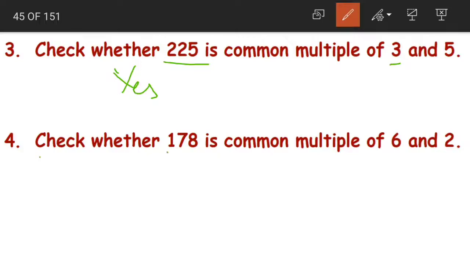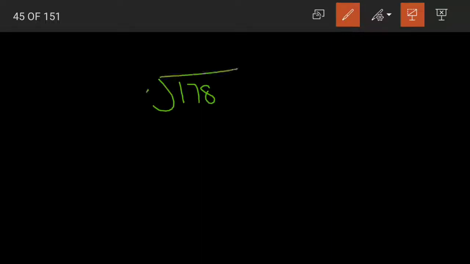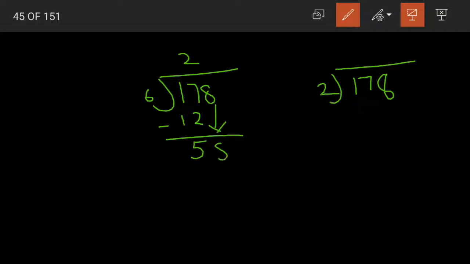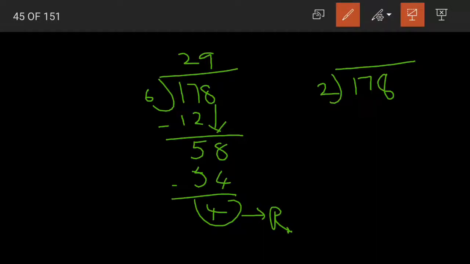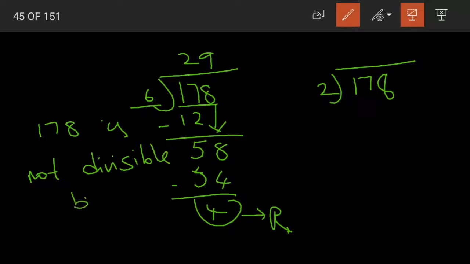Now coming to check whether 178 is a common multiple of 6 and 2. First we need to divide it by 6 and then we need to divide it by 2. We have 6 2s are 12. When we subtract, 5 is remaining, 8 brought down. Does 58 come in 6th table, children? No. We have 6 9s are 54. When we subtract, 4 is our remainder. What does this mean? That 178 is not completely divisible by 6. Therefore, 178 is not a common multiple.